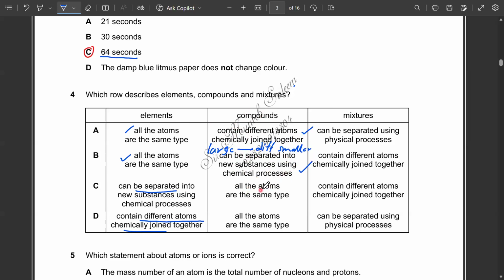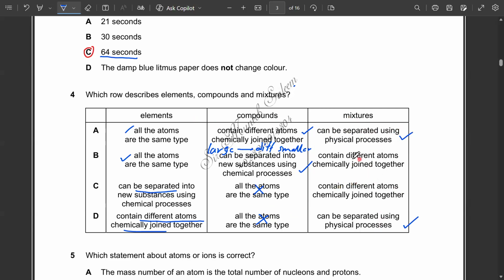Then C option is not correct because they do not have the same type of atoms. Both C and D are incorrect. Then the fourth column, can be separated: mixtures can be separated using physical processes. So yes, they can be separated by physical processes. So A and D are correct here.